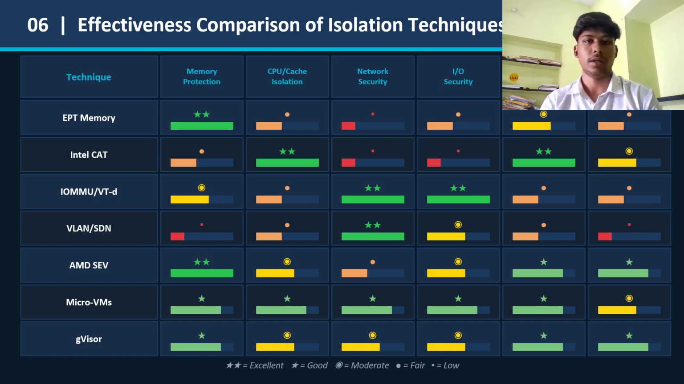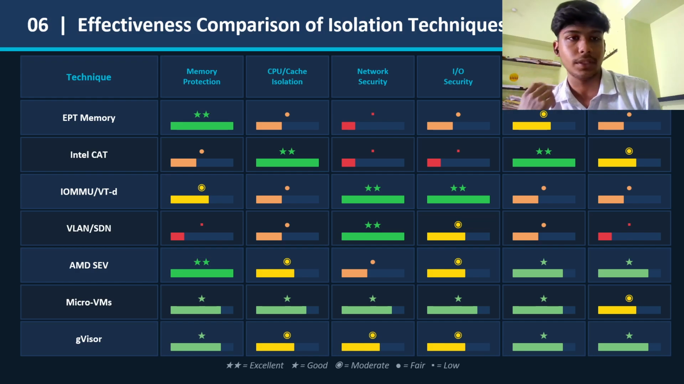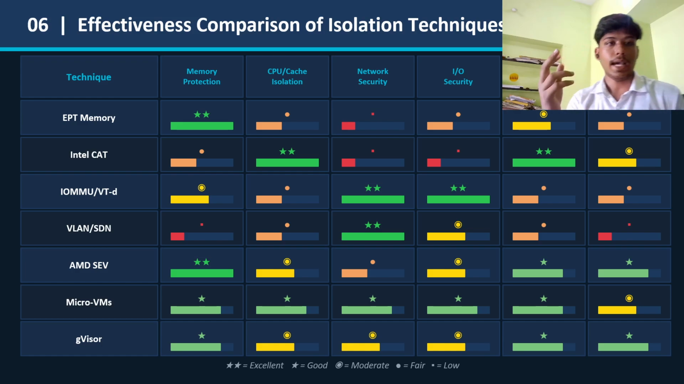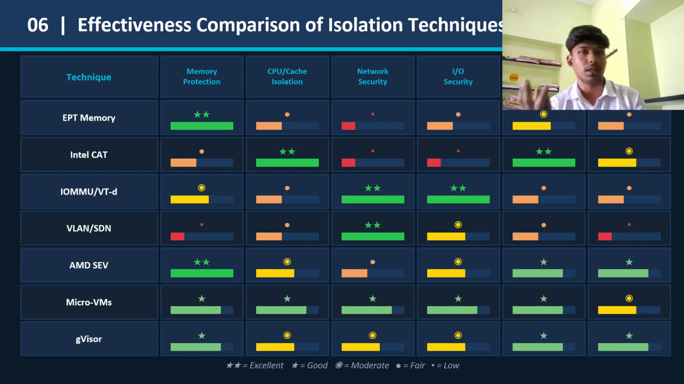So this is the comparison table. In real deployment, we have to make a choice based on our specific needs. All these techniques compare against each other. Look at this. EPT is excellent for memory protection, but it doesn't help with CPU cache isolation or side channel defense. Intel CAT is excellent specifically for CPU cache isolation, but doesn't help with memory or network security.